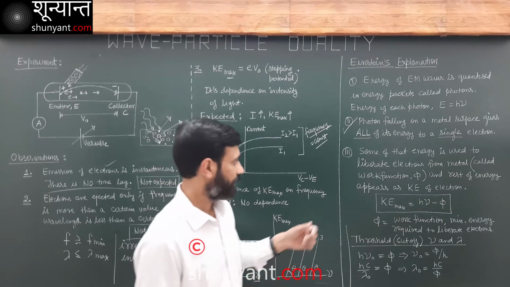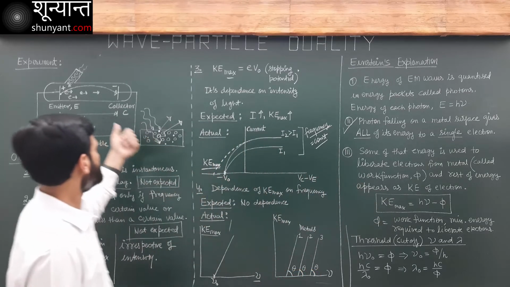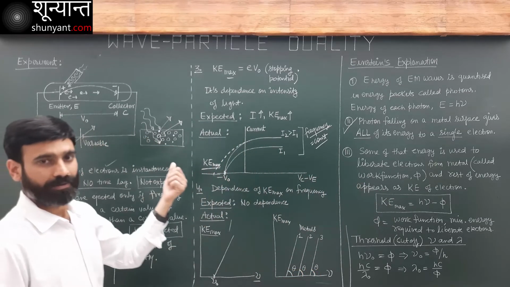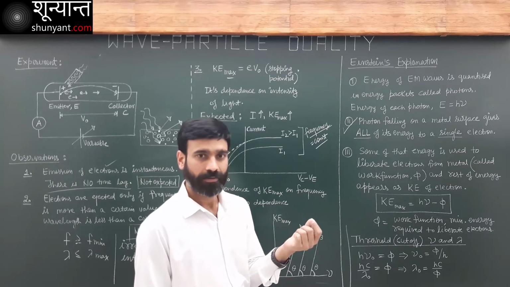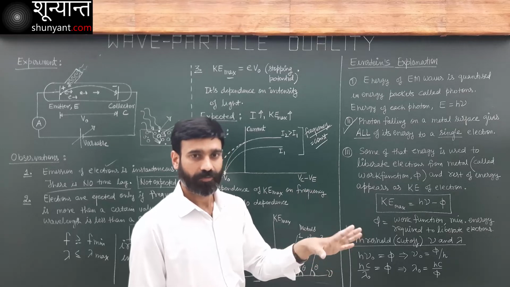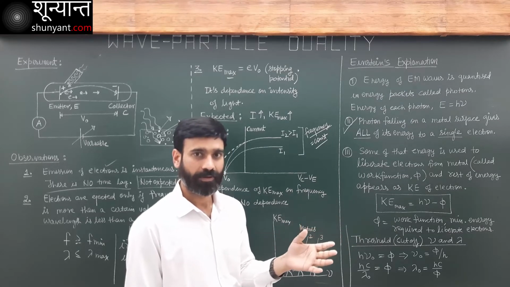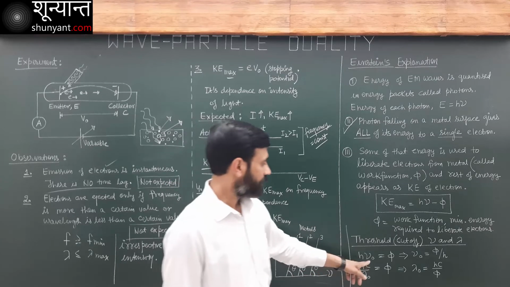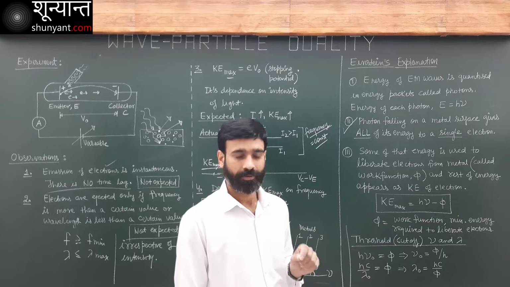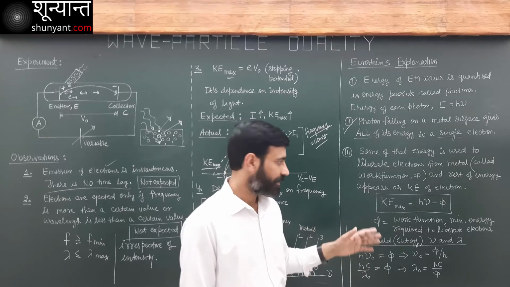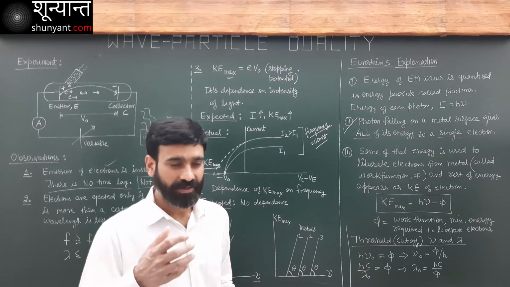Okay. Now, if you want the electrons to come out, if you want this effect to happen, then the energy should be more than the work function, or at least equal to or more than. Corresponding to that, the frequency should be more than a certain value. Only then will electrons come out. It has nothing to do with intensity.